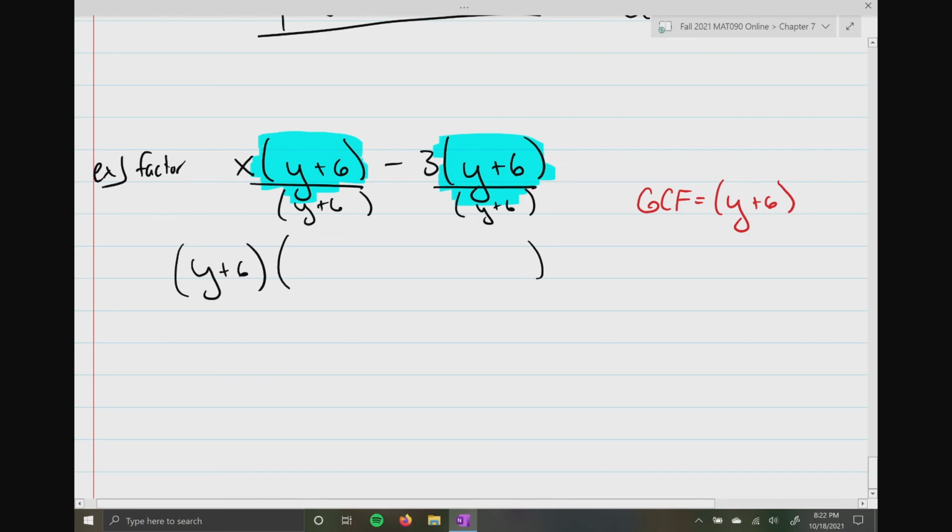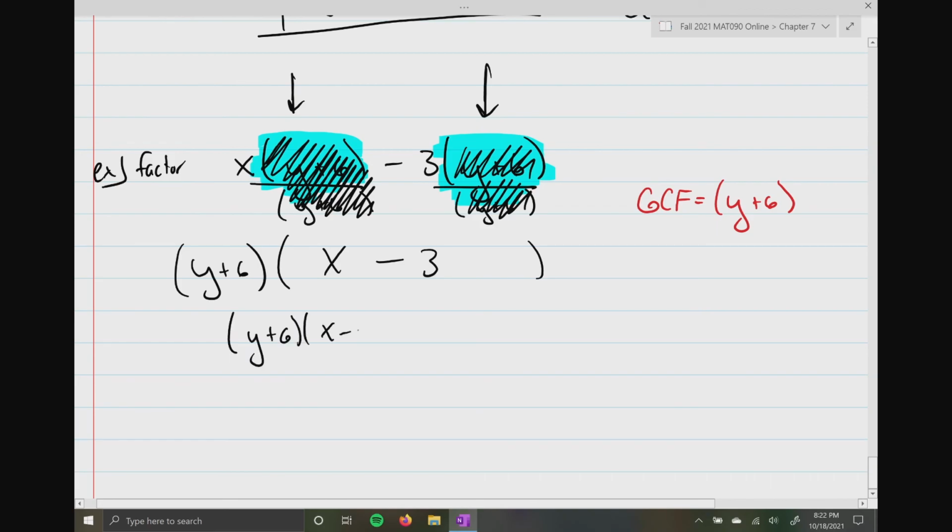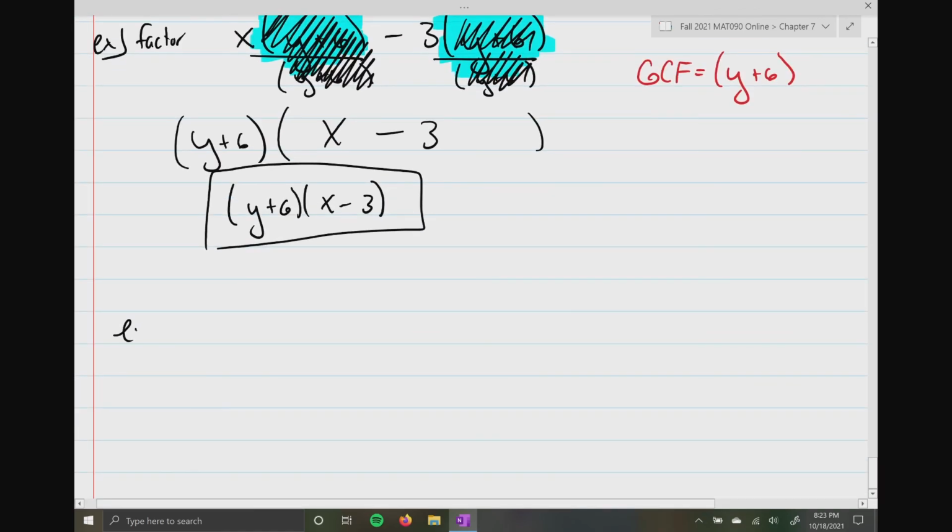And notice, for the very first term, you have a y plus 6 in the numerator and a y plus 6 in the denominator. They reduce. They turn into a 1. So what's left over is an x. Now, in the second, you have a y plus 6 in the numerator, y plus 6 in the denominator. That turns out to be negative 3. So at the end of the day, and I'm just going to write it nice and neat, our answer is going to be the quantity y plus 6 times the quantity x minus 3. Okay? So now, let's apply this to an actual problem, okay?